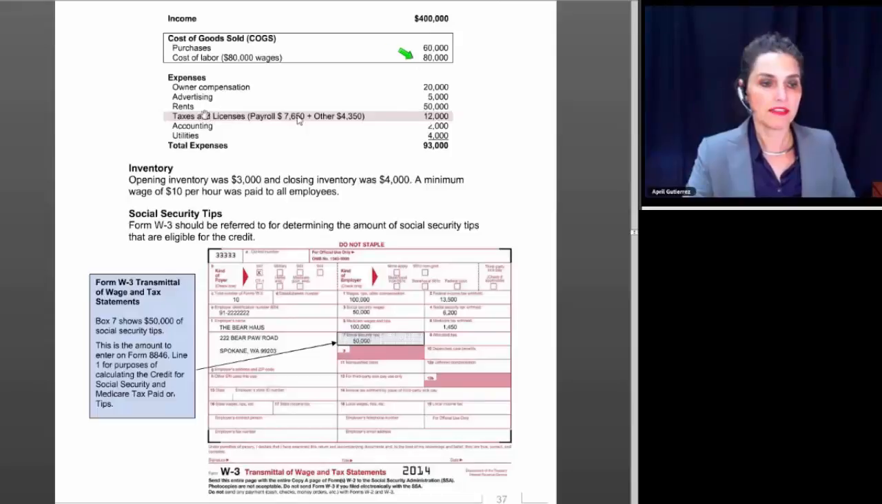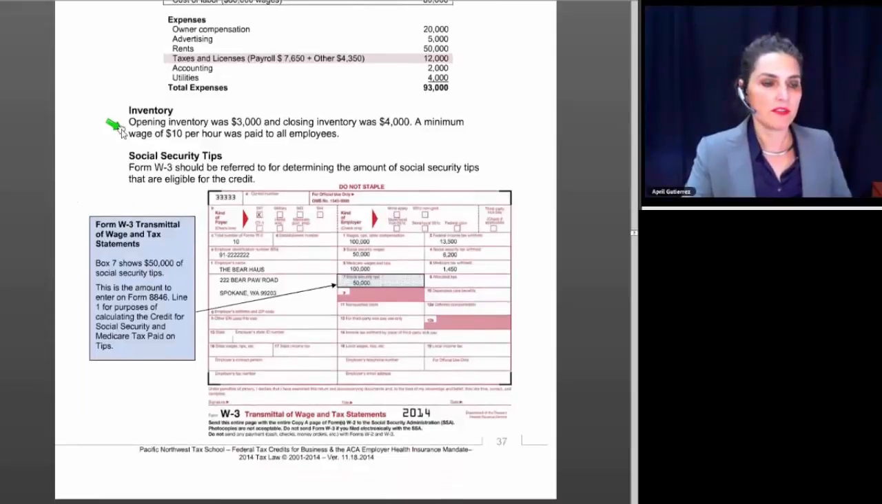Payroll taxes that he paid on those wages are shown down here. The payroll tax is $76.50. That is his share of the payroll taxes paid out, but he also had other taxes paid during the year that are not payroll taxes totaling $4,350. So the total tax expense he has for the year that he claimed on his tax return is $12,000. He then has accounting, utilities, and his total expenses right here.